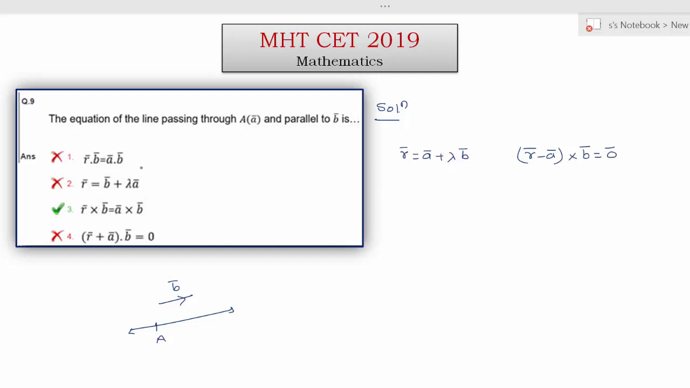Now option A is obviously not of any of these forms. Option B has B bar in place of A bar, so that is not correct. In option C we can see some cross product. So if we expand this formula, we get R bar cross B bar minus A bar cross B bar equal to 0. Taking the second term to the RHS, we get R bar cross B bar equals A bar cross B bar. So this is the correct answer.